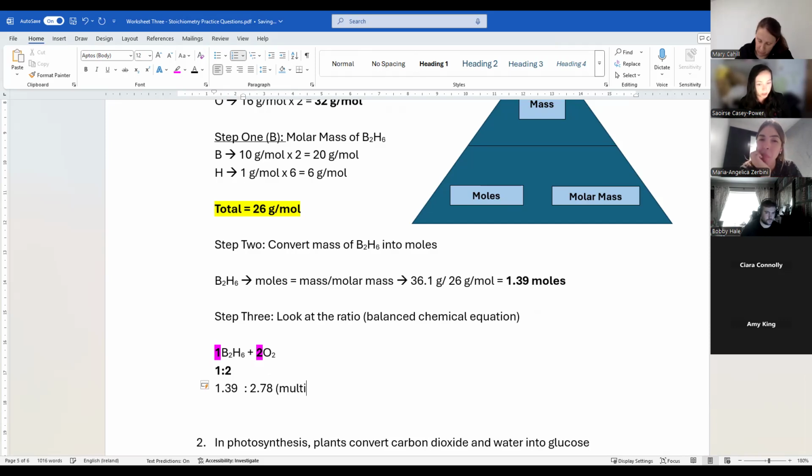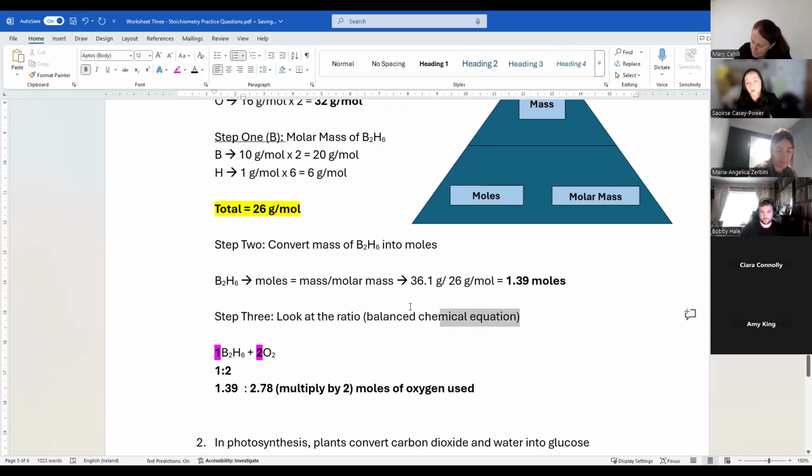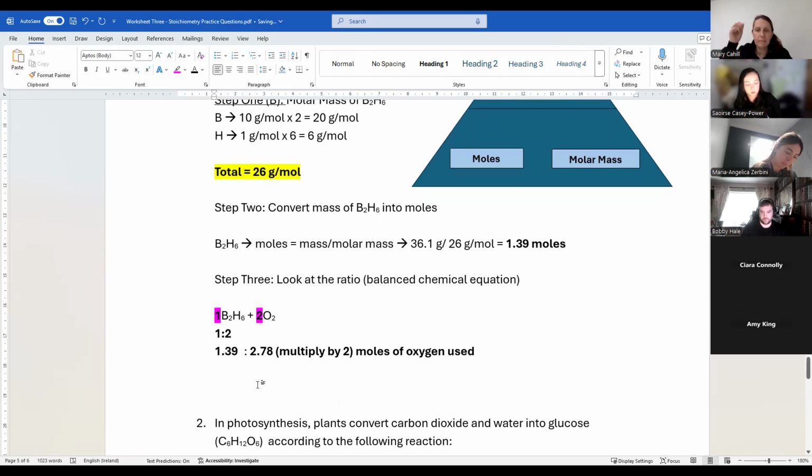I'm just going to put that in brackets, so you multiply by 2. So that is the moles of oxygen used, I should say, sorry. Is everyone okay with that so far?